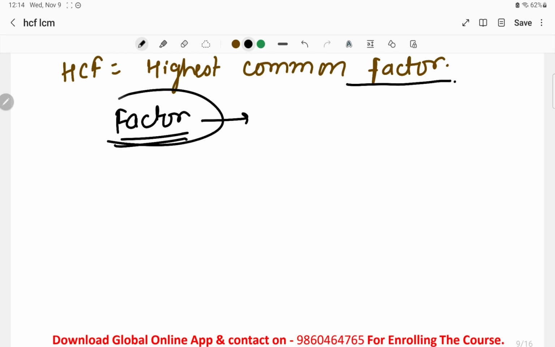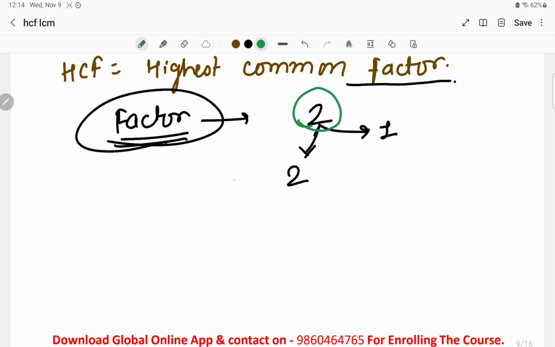What are factors? Suppose I am taking an example of number 2. We can see that 2 is a number which comes in the table of 2 itself, that is 2 ones are 2, and it also comes in the table of 1, 1 twos are 2. So basically 2 is a number which comes in the table of 2 as well as 1. So from this we can say that 2 has how many factors? It has 2 factors. This is the term called factor.